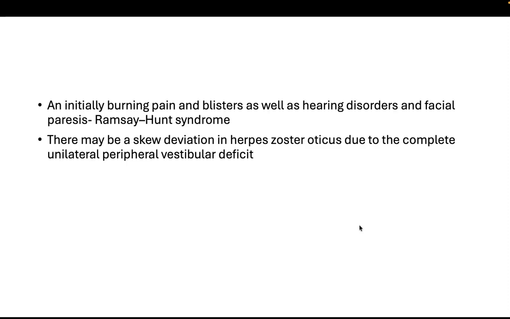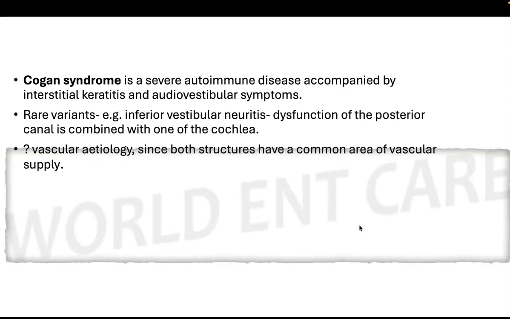And also if we talk about Ramsay-Hunt syndrome, an initially burning pain and blisters as well as hearing disorder and facial paralysis are typical in herpes zoster oticus or Ramsay-Hunt syndrome. In these cases, acyclovir and valacyclovir will be indicated. And there can also be skew deviation in herpes zoster oticus because there is a complete unilateral peripheral vestibular deficit, that is, both superior and inferior parts of the vestibular nerve are involved.